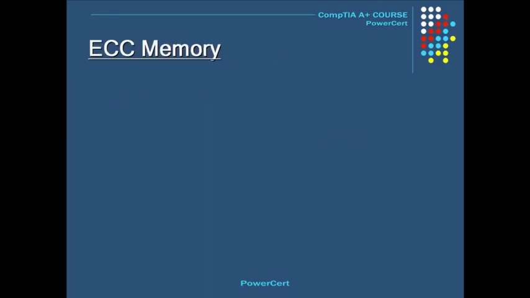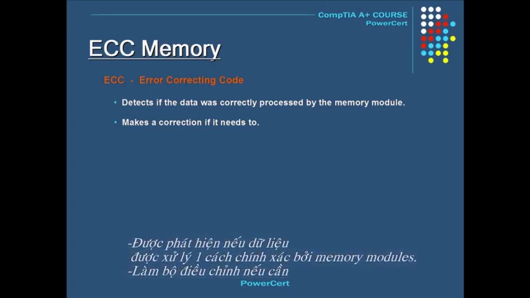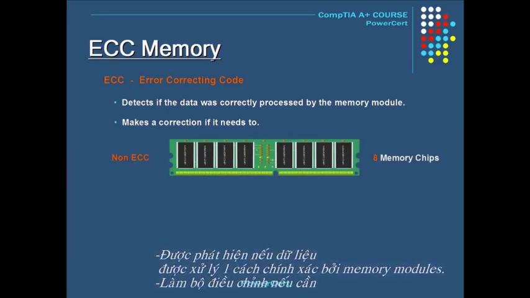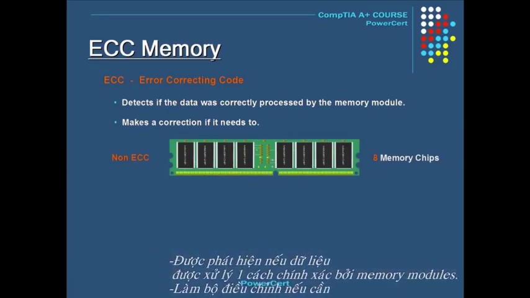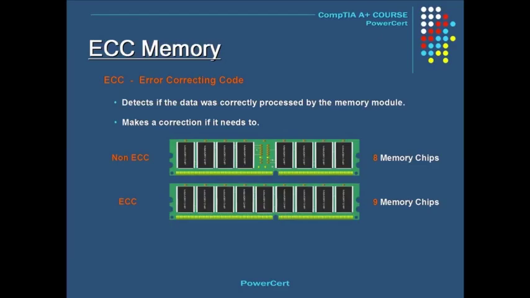Some RAM modules have ECC, which stands for Error Correcting Code. And what this does is that it detects if the data was correctly processed by the memory module, and makes a correction if it needs to. You can tell if a RAM module has ECC by counting the number of memory chips on the module. In a standard non-ECC DIMM, it will have 8 memory chips, but in an ECC module, it will have 9 memory chips. Most RAM modules today are non-ECC, and this is because of the advance in technology that has minimized memory errors and has made non-ECC RAM more stable.